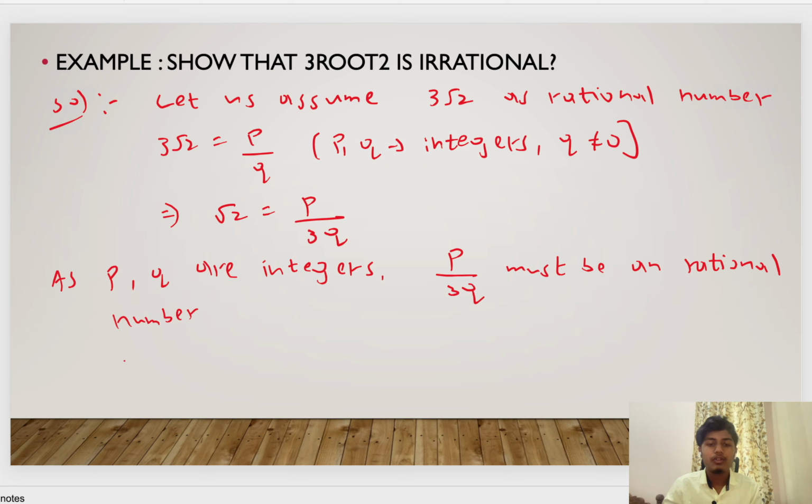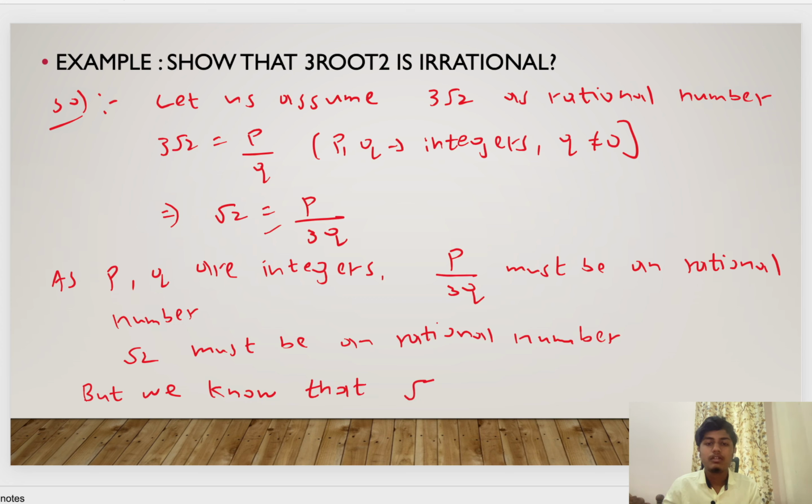And root 2 must be a rational number, as there is an equality symbol in between the equation. But we know that root 2 is an irrational number. So therefore 3 root 2 is an irrational number. We have proved this also by the contradiction method.